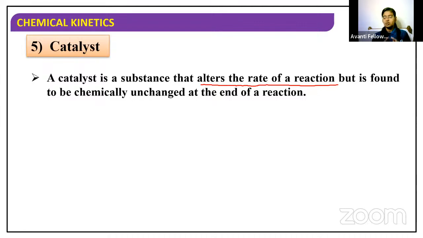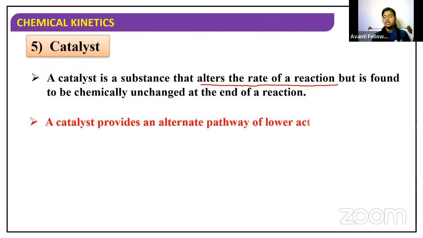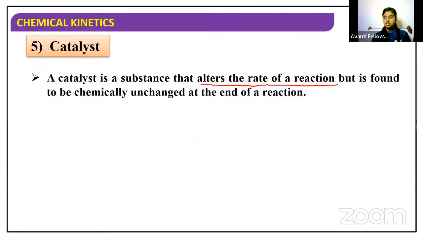It will only change the rate of the reaction. It will only increase the rate of the reaction, but it will not take part in the reaction. It will not participate in the reaction. Those substances are called catalysts. So what are they doing? The catalyst provides an alternative pathway of lower activation energy. What a catalyst is doing is changing the pathway for a particular reactant by decreasing the activation energy.